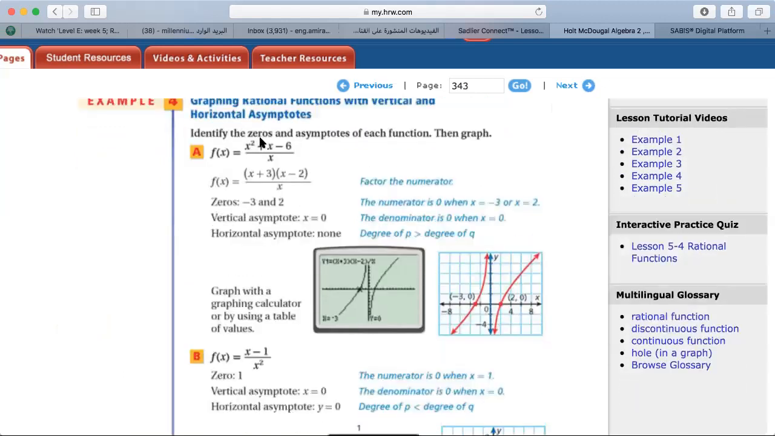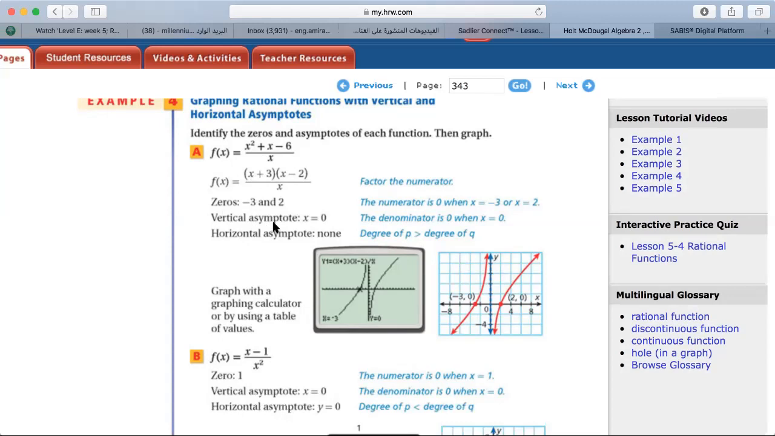Example 4. Identify the zeros and asymptotes of each function. Step 1, I have to factor. So I need two factors which, if I multiply them together, give me -6, and when I add them together, give me the middle term, which is +1. It is +3 and -2. So the zeros of the function: x plus 3 is equal to 0, so x is equal to -3. X minus 2 is equal to 0, so x is equal to 2. So the zeros of the function are -3 and 2.